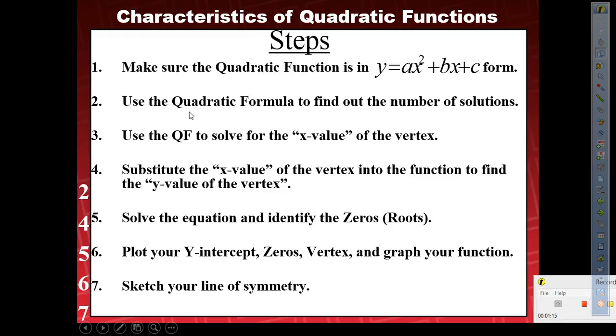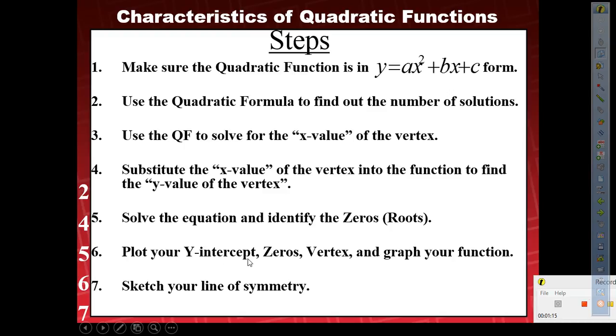Step 2, use the quadratic formula to find out the number of solutions. We briefly introduced that the other day, and we're going to do that again today. Step 3, use the QF. What does QF stand for? Quadratic formula, to solve for the x value of the vertex. I'll show you that today. Step 4, substitute the x value of the vertex into the function to find the y value of the vertex. Then solve the equation and identify the zeros. We already know how to do that.